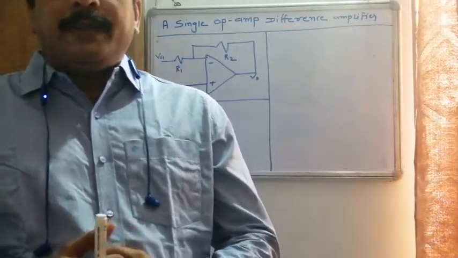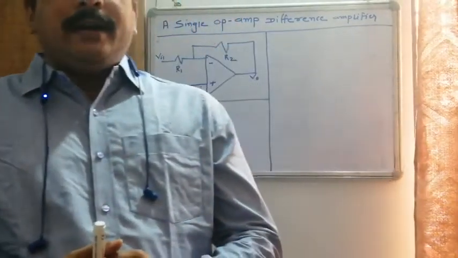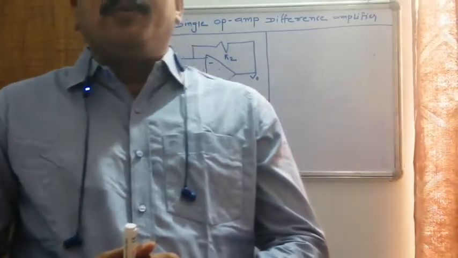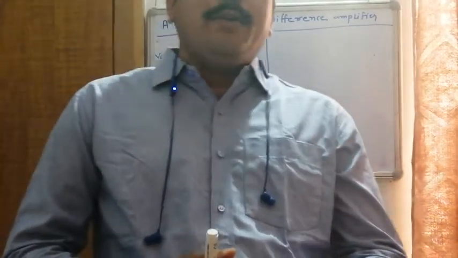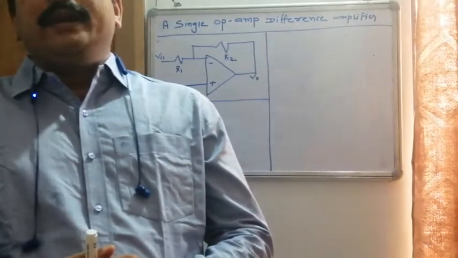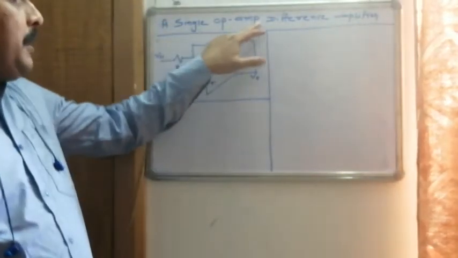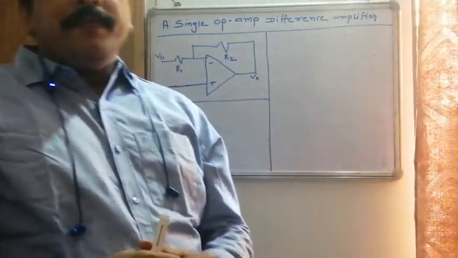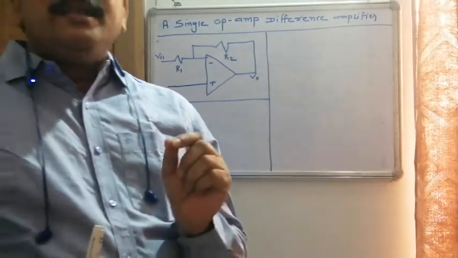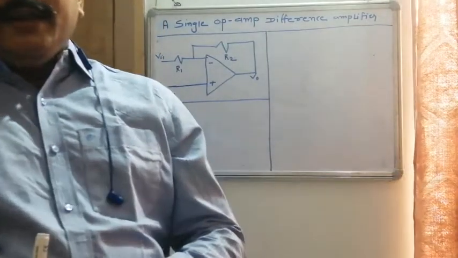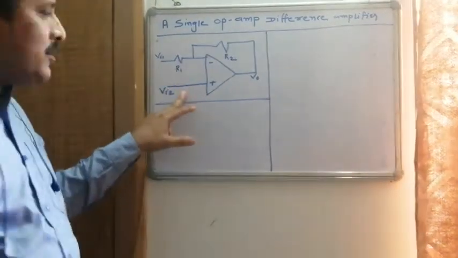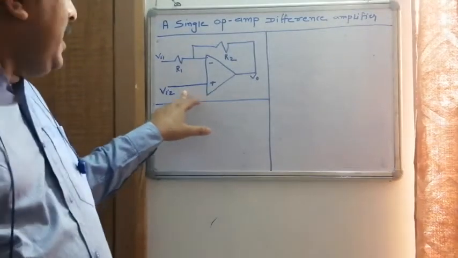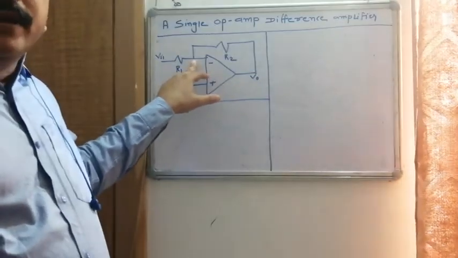In the previous lecture, which was my second lecture on operational amplifiers, I discussed the closed loop gain of inverting and non-inverting op-amps with finite open loop gain. In this lecture, I'll discuss a single op-amp difference amplifier. Basically, a difference amplifier, as the name indicates, amplifies the difference of input signals. Basically, it will amplify the difference of the non-inverting and inverting terminal signals.